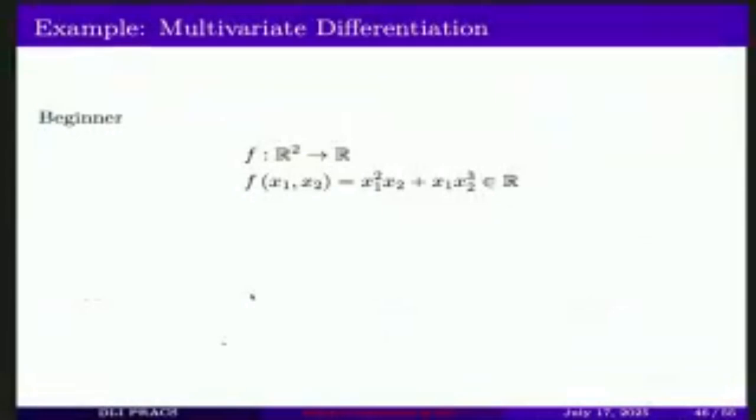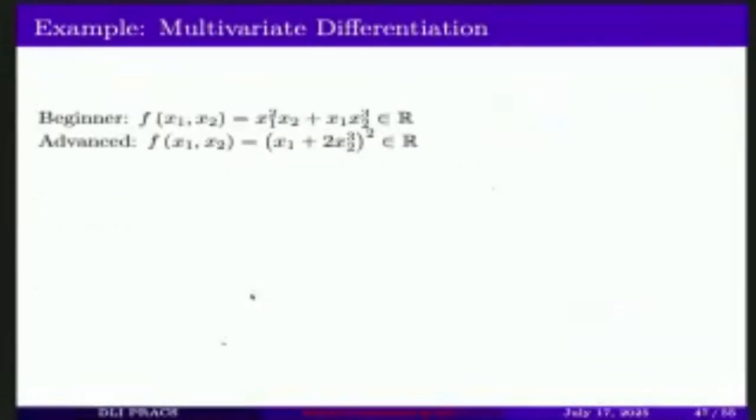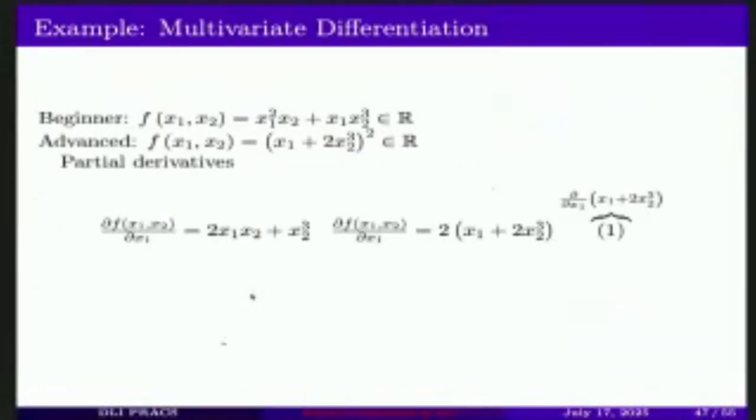Let's say you have this function here. It takes in two inputs, x1, x2. So you can imagine that it's a two-dimensional vector, and that is a function. That is a more complex example that you can think about after the tutorial, during the coffee break maybe. So let's derive this function.